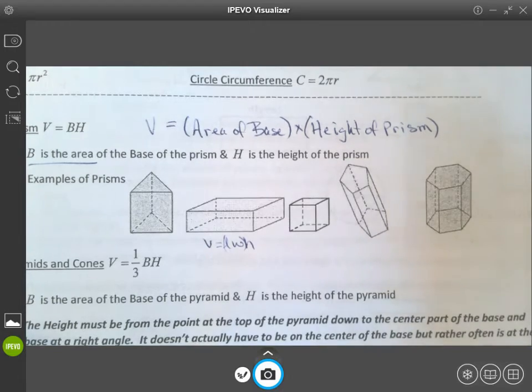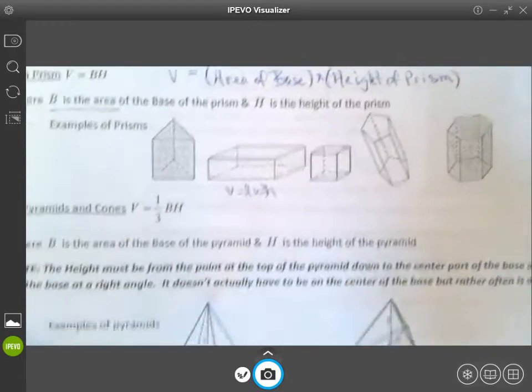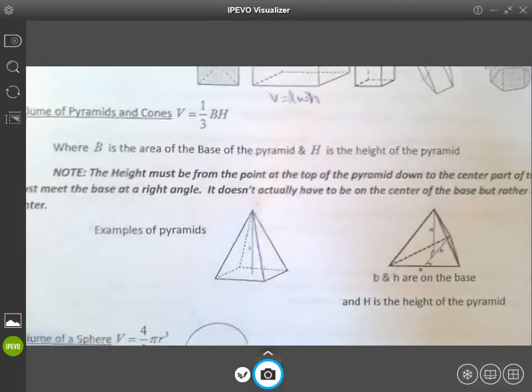Yep. This is the formula sheet. I'm going over the formula sheet.